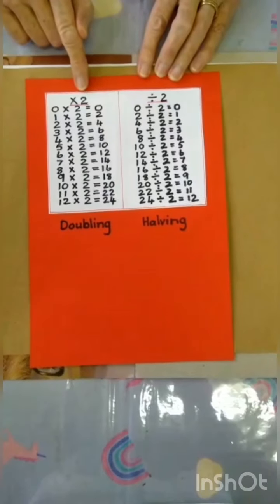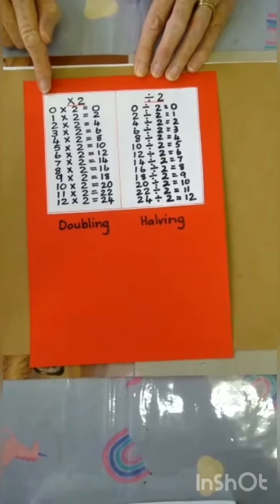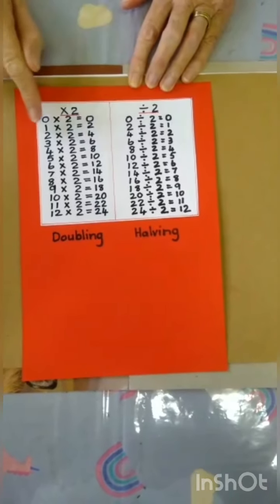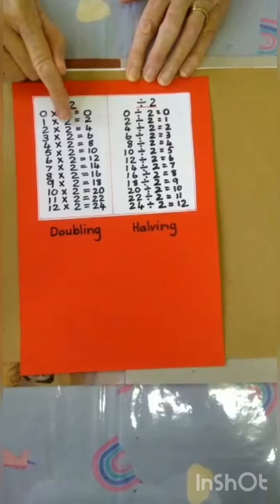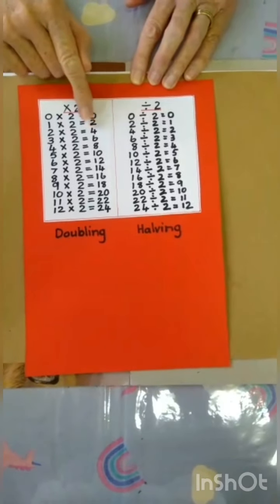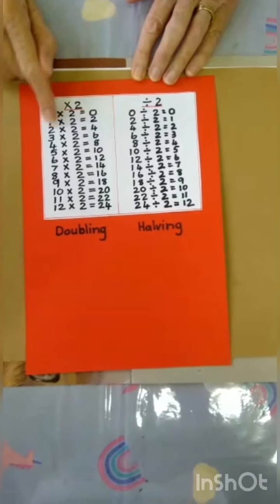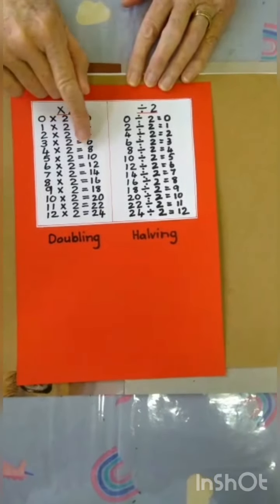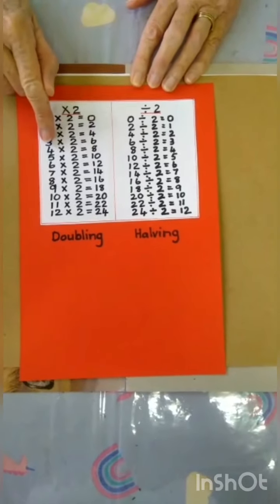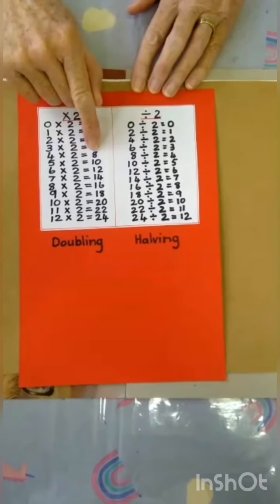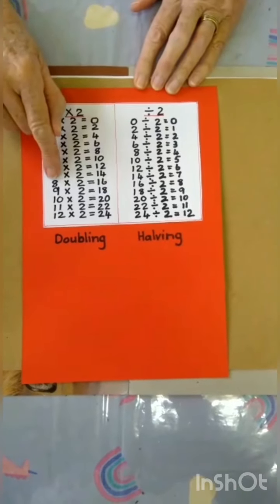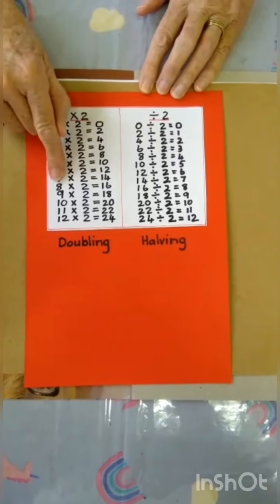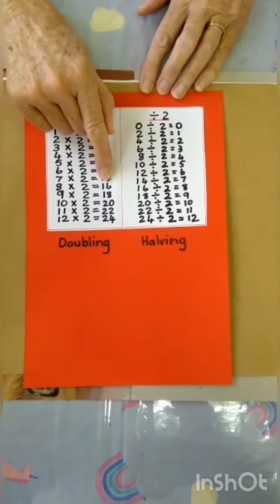At the times 2 table, you will notice that all the times 2's are doubling. In other words, if we've got 2 times 2 equals 4, it's the same as saying 2 doubled is 4. If we say 4 times 2 is 8, it's the same as saying double 4 is 8, okay? And even 8 times 2 is 16. It's the same as saying double 8 is 16.